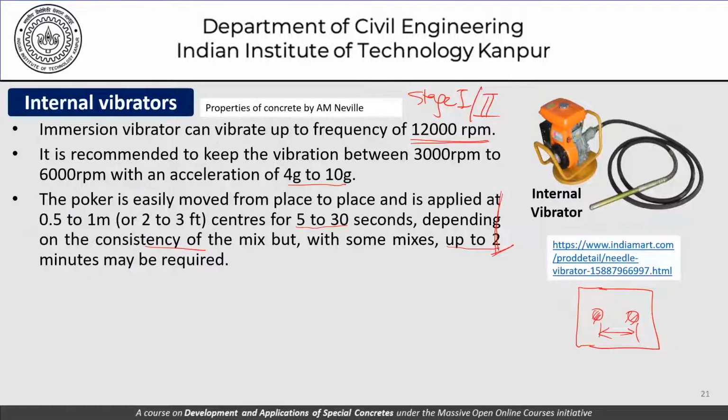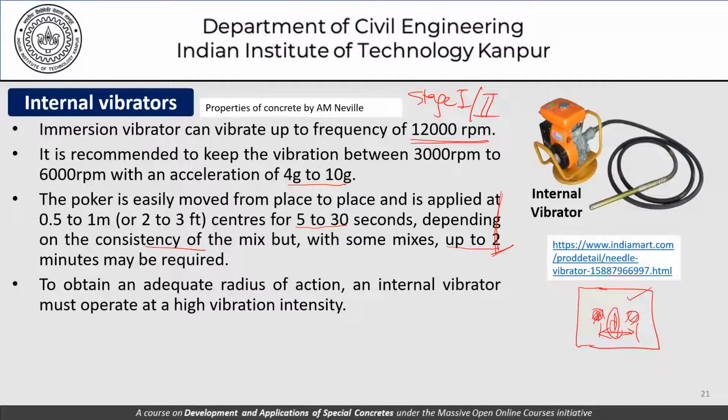So if somebody was to determine this distance D, which is the most optimal or the most desirable distance between two pokes, they have to consider not only the consistency of the mix, but also the characteristics of the vibrator. To obtain an adequate radius of action, an internal vibrator must operate at a high vibration intensity.